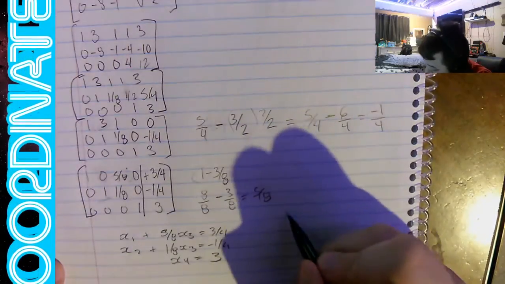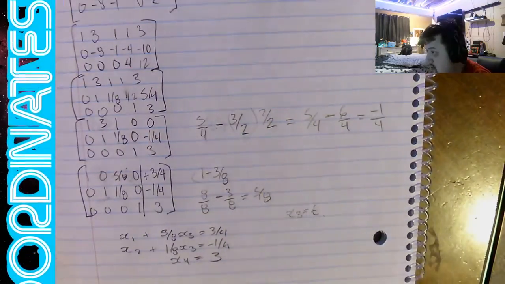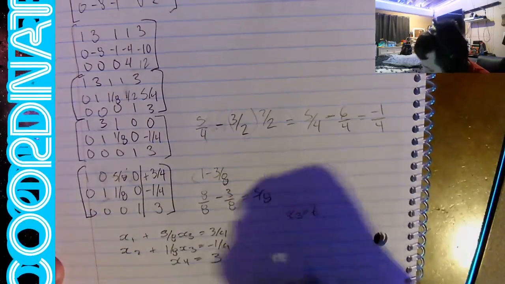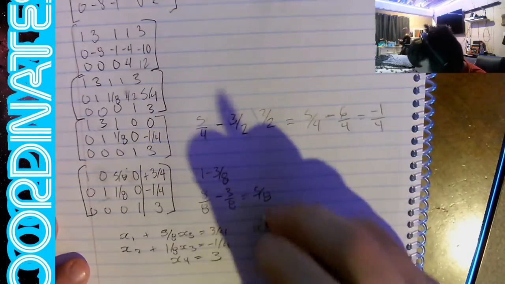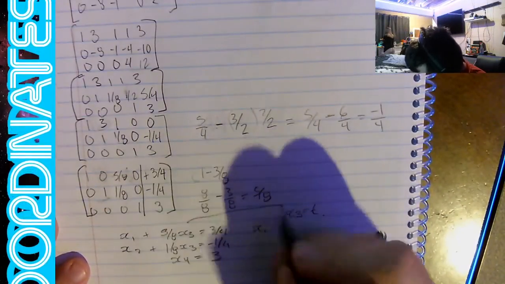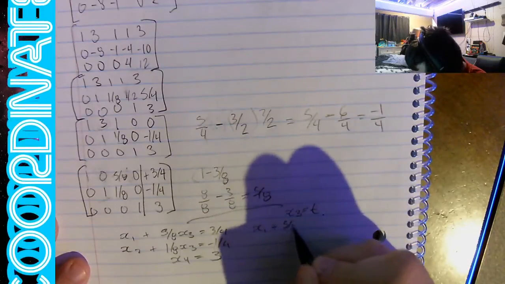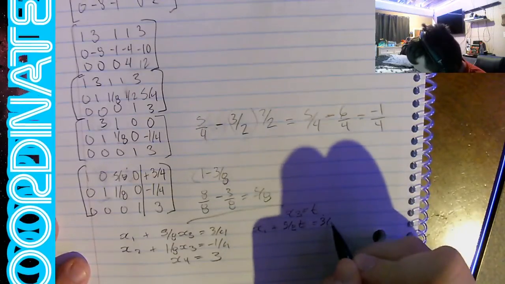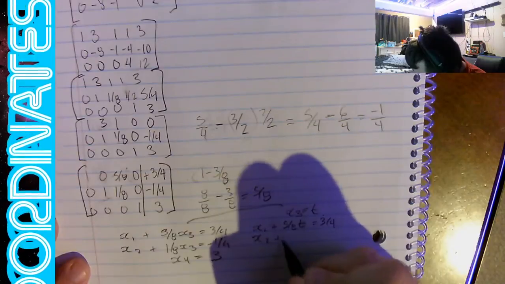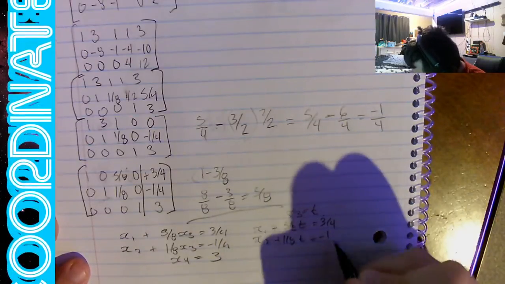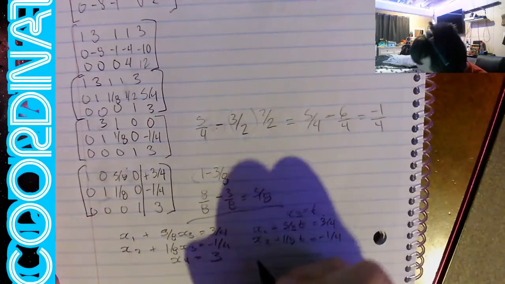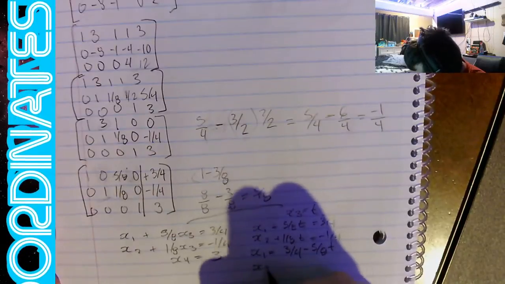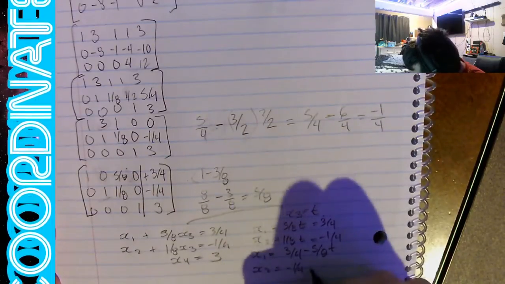Well, what if we make x3 a parameter and we say it's equal to some variable t or s or x, whatever letter you decide in the alphabet? Well, then that would make this equation, if we plug it back in, x1 plus 5/8 t equaling 3/4, and x2 plus 1/8 t equaling negative 1/4. And then we just solve for the solution. So we get this, x1 equaling 3/4 minus 5/8 t, and x2 equaling negative 1/4 minus 1/8 t.